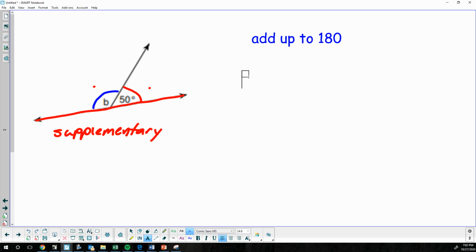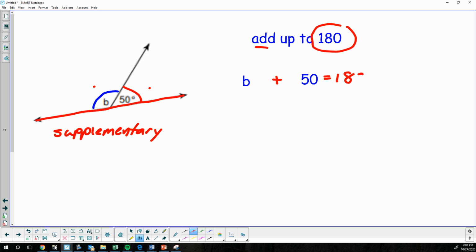So once again, we have angle B and we have angle 50. Well, this time if they add up to 180, that means there's not an equal sign in between, there's a plus. And because we know what they add up to, we know they add up to 180. And that's how you write the equation. We're not going to worry about solving just yet.